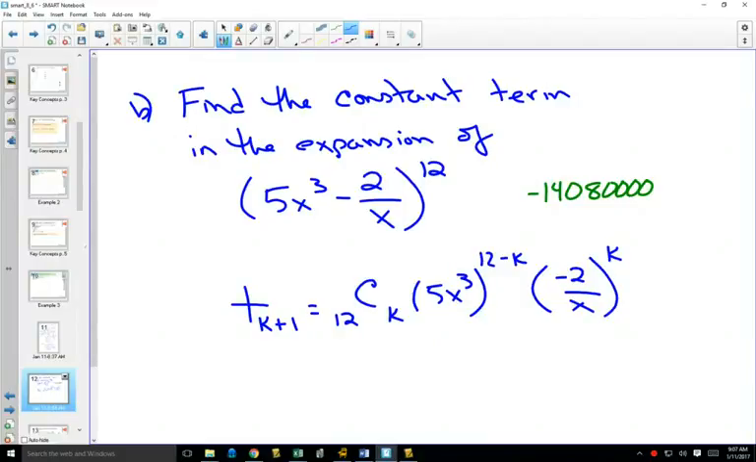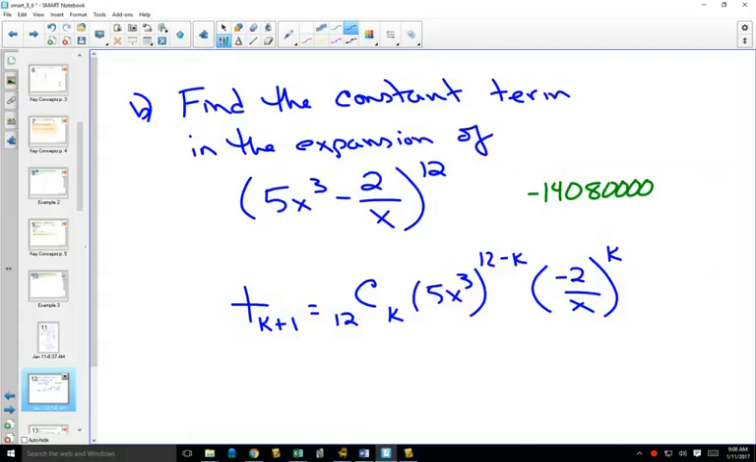So using all three techniques, starting with the shortest one. If you were guessing and checking and just thinking about your x's, we have x to the 3 minus 12 minus k on the top of your fraction, and you have an x to the k on the bottom of your fraction.